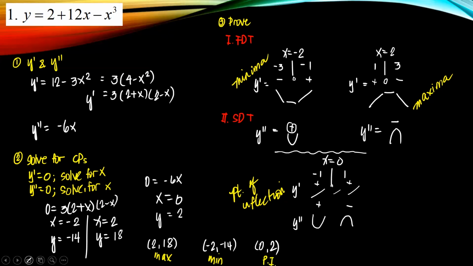So if you want to graph this, let's just say 18, negative 2, 14. So that means 2, 18 will be a maximum point. All right. So you're basically just asked to identify.